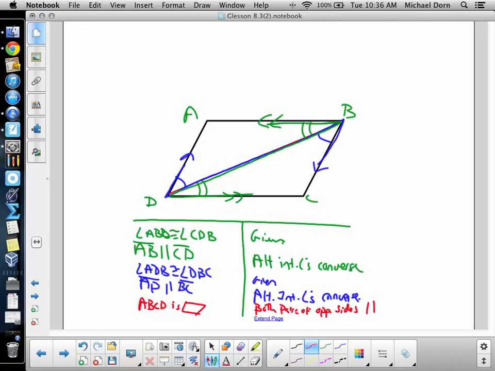I don't know, I see those alternate interior angles and I just go straight for parallel lines. I love parallel lines, they're fun. But yes, you could have said triangle ABD is congruent to triangle CDB because of ASA. And then AB and CD are corresponding sides, so they're congruent. AD and CB are corresponding sides, so they're congruent. Therefore, opposite sides congruent, therefore it's a parallelogram. Different way, but just as valid.